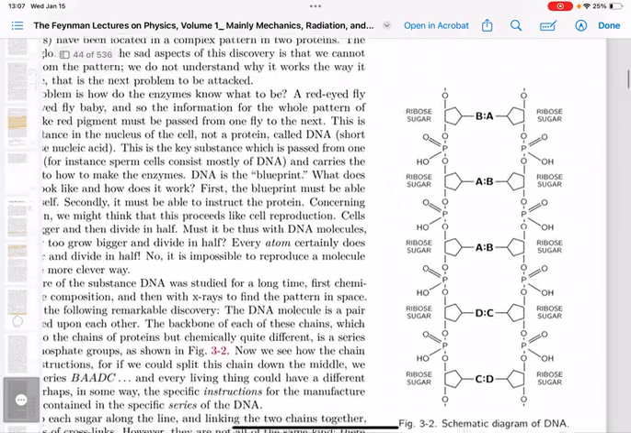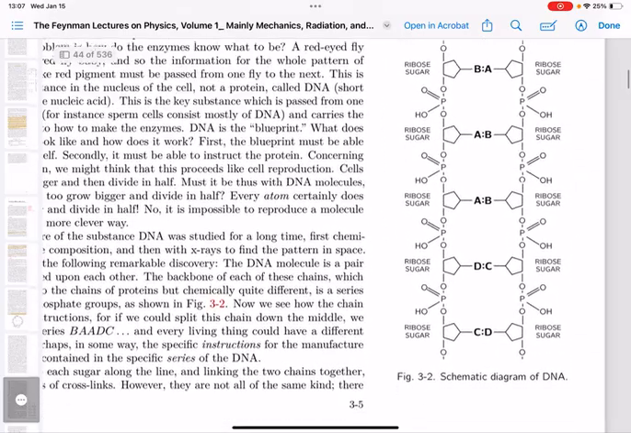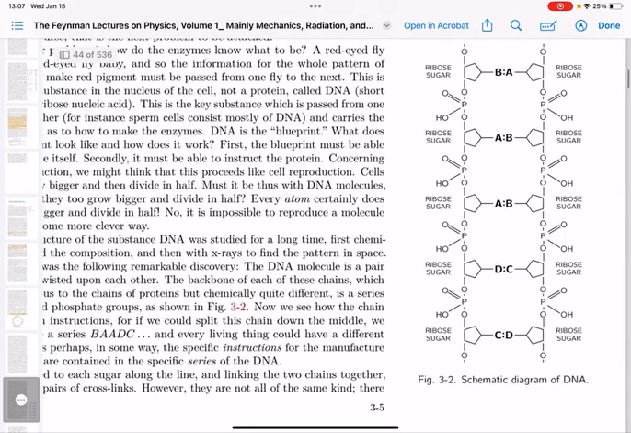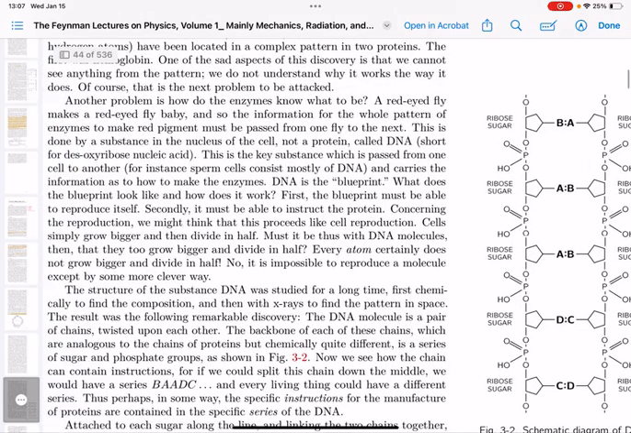Look at this graph. Isn't that just DNA? Oh, that's DNA. Schematic diagram of DNA. Beautiful. It's just beautiful. Life is beautiful.